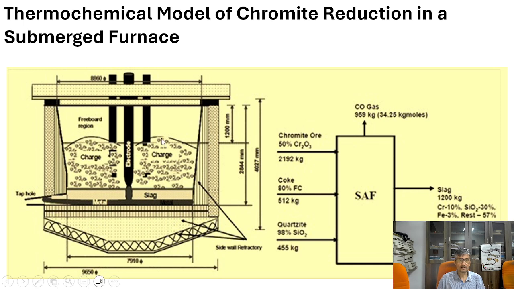As we can see here, the arcing is being done using submerged electrodes which are submerged into the pool of already charged material and partially formed slag and also a little bit of metal droplets inside it. So in the smelting zone, due to very high temperature, the carbothermic reduction of chromite ore happens, which results in the formation of liquid metal and slag.